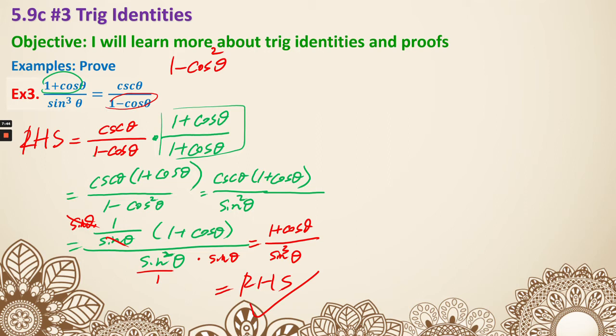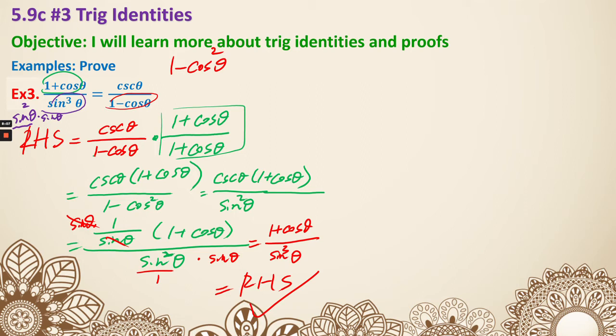For this question, if you would like to start on the left-hand side, that's totally fine as well. The only thing is you may have to notice that sine cubed is basically sine squared times another sine. So you are going to need to rewrite this sine theta squared as 1 minus cosine squared. So that works as well. If I have space, I may come back to example 3 to show you how to start with the left-hand side.